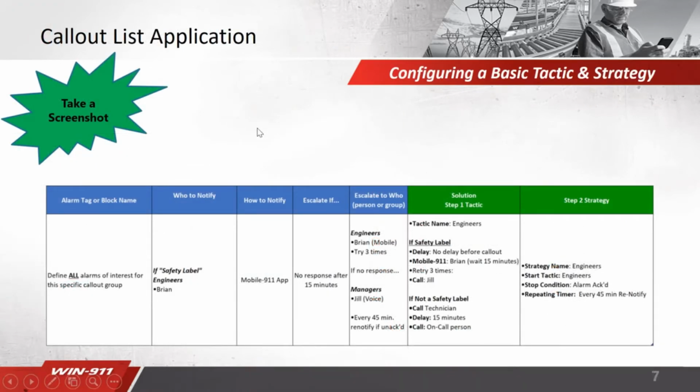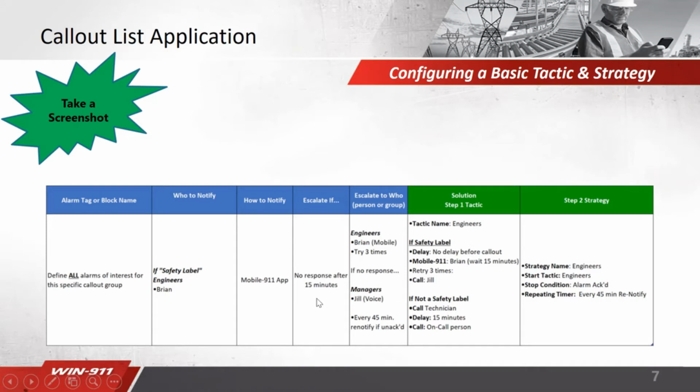Let's take a look at an example I've created for our demo. I recommend taking a screenshot before we get started. The first step in the process, you know exactly which alarms you'd like to notify on. Here we're choosing alarms with safety. As our alarms come in, we will assign these with a safety label. This could be something like a high pressure alarm or a palletizer fault or a light curtain. These alarms, they'll have the safety label and will notify Brian with the mobile app.